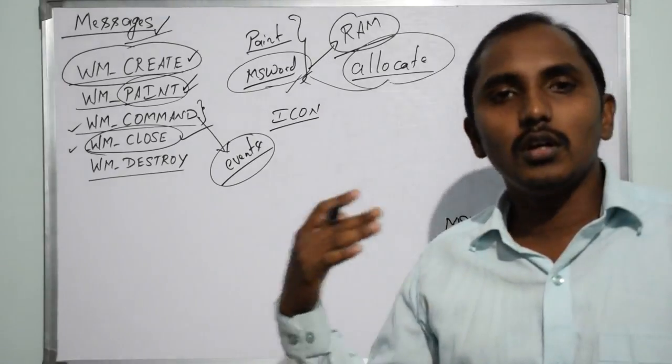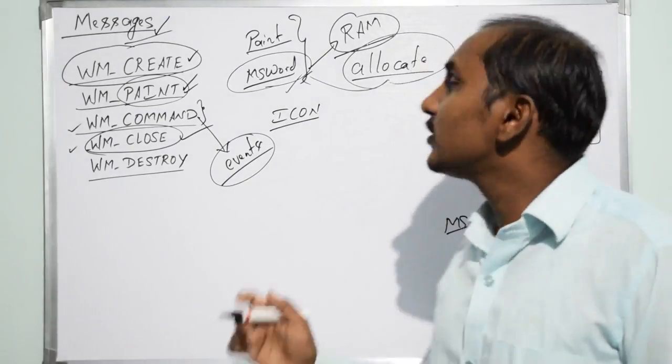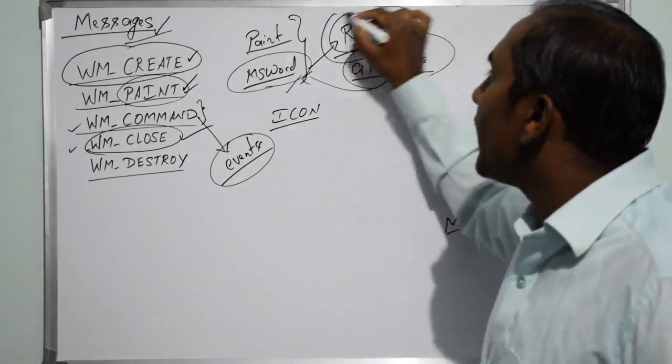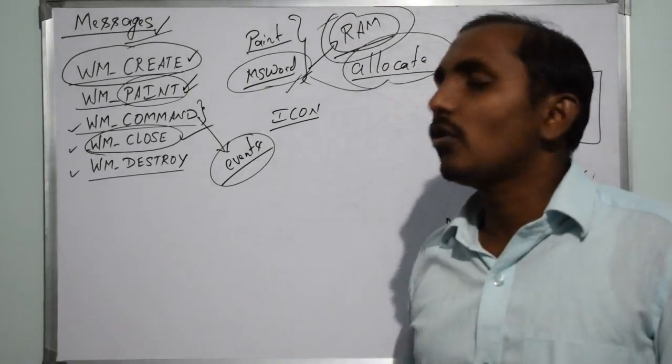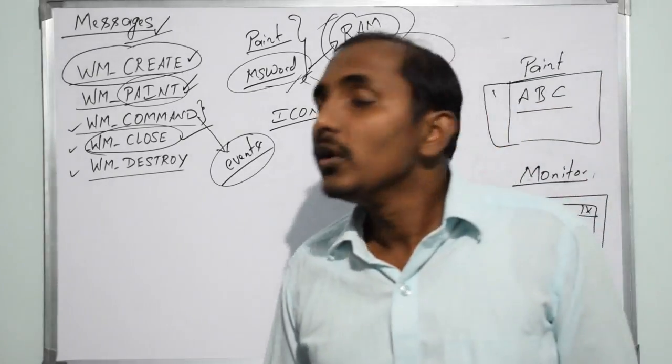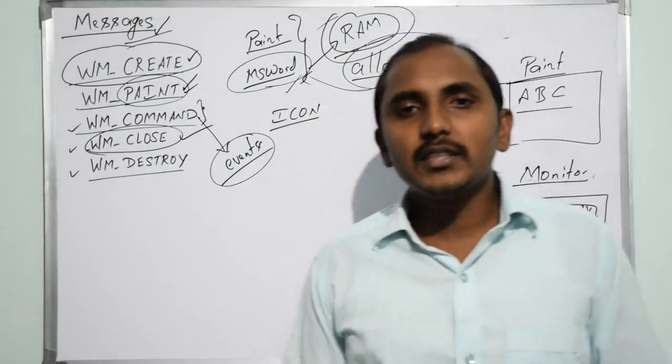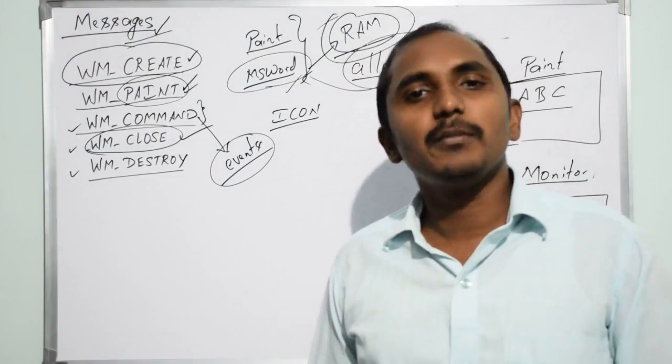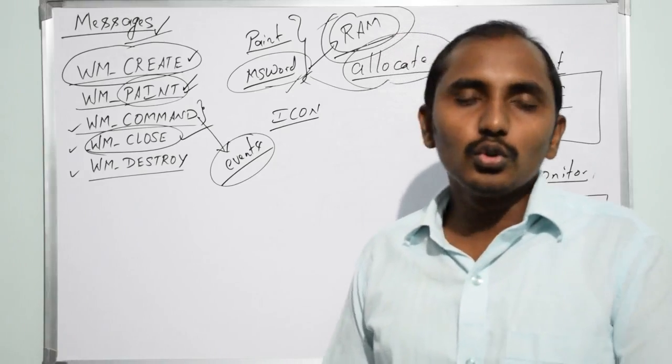I'll just go through them once again in brief. WM create: when you start the application, memory will be allocated for that application. To allocate that memory, we need certain functions or procedures. That procedure is WM create.